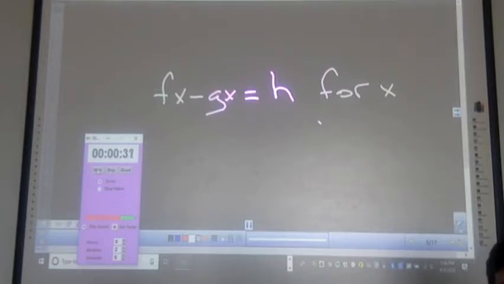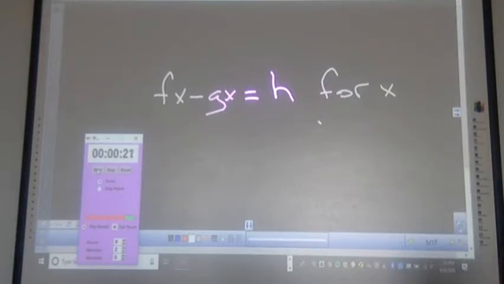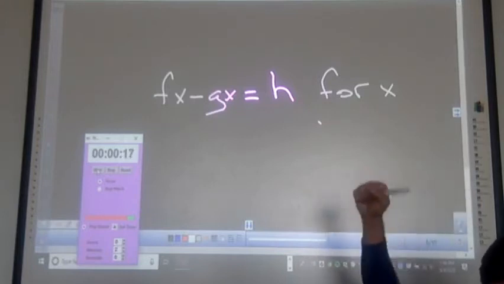Anybody want me to tell you the answer? See if you got it right. You should have got x equals H over F minus G. Woohoo! Good job.